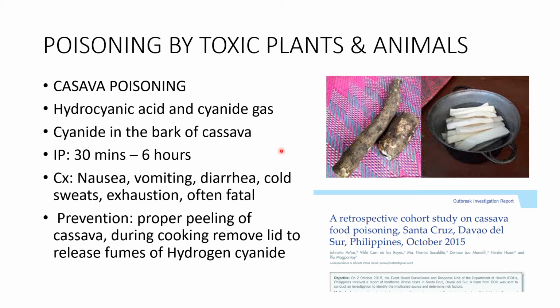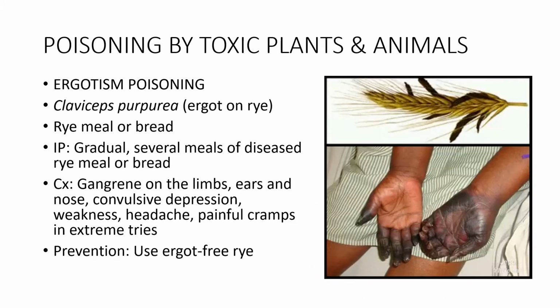As mentioned in the slide earlier, there are reportedly cases in Uganda, but in 2015, cassava poisoning also happened in Santa Cruz, Davao del Sur, in Region 11. Take note that it also happens here in the Philippines. Next, I'm sure you're familiar with this. You have your ergotism, Claviceps purpurea, ergot and rye.